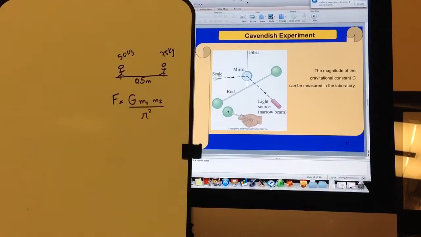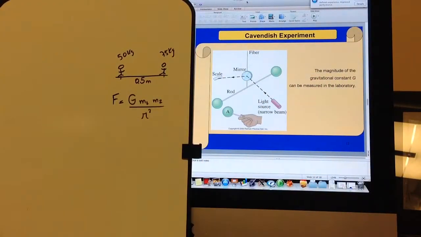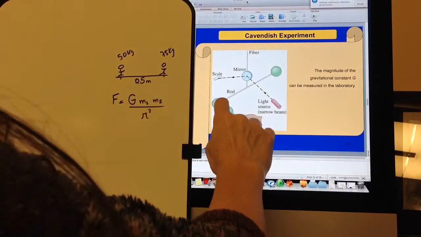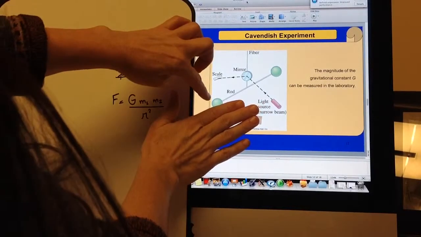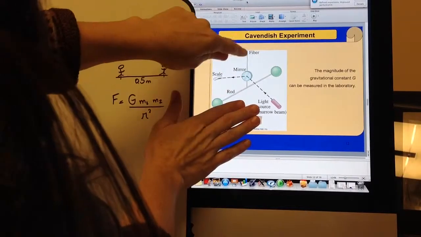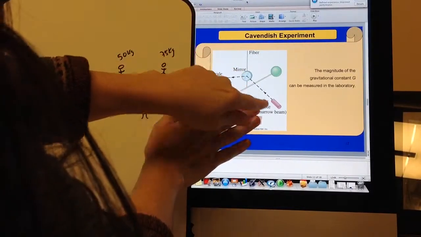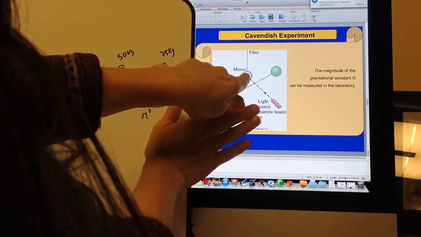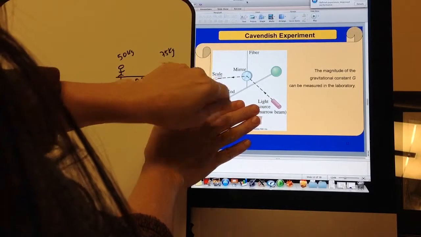Alright, so let's continue. This is an experiment to measure the value of G. It's a very cute experiment. It has to be very precise, but the idea is very simple. Here we have a rod. Forget about this part of the drawing, so let's focus just on this. We have a rod with two balls, and here we have a cord, a fiber, and attached to it we have this mirror. And we have light that reaches this mirror, is reflected and reaches this scale.